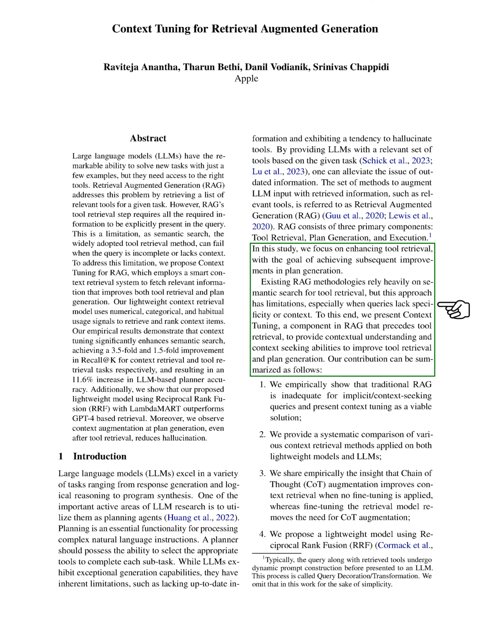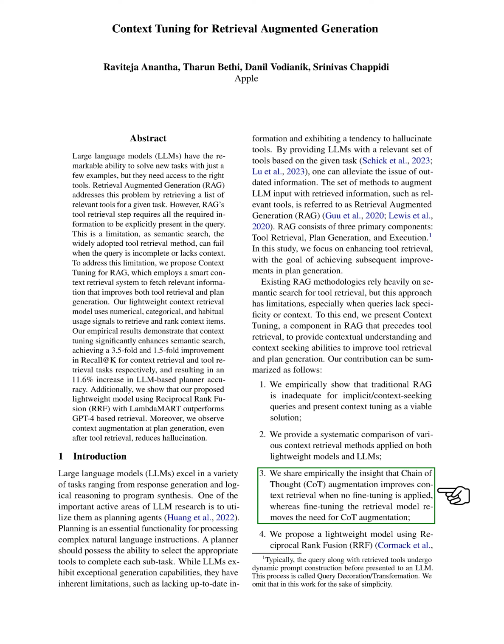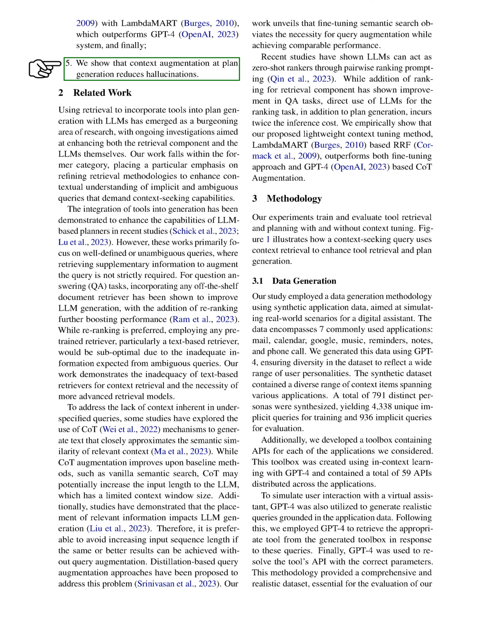1. We demonstrate that traditional RAG struggles with implicit or context-seeking queries and propose context tuning as a solution. 2. We compare various context retrieval methods on both lightweight models and LLMs. 3. We show that chain of thought, COT, augmentation improves context retrieval when no fine-tuning is applied, but fine-tuning the retrieval model eliminates the need for COT augmentation. 4. We propose a lightweight model using reciprocal rank fusion, RRF, with LambdaMART, which performs better than the GPT-4 system. 5. We show that augmenting the context at the plan generation stage reduces hallucinations.